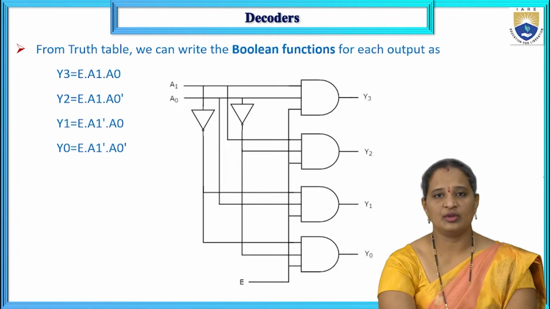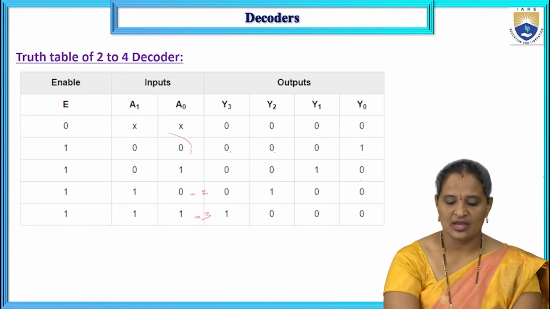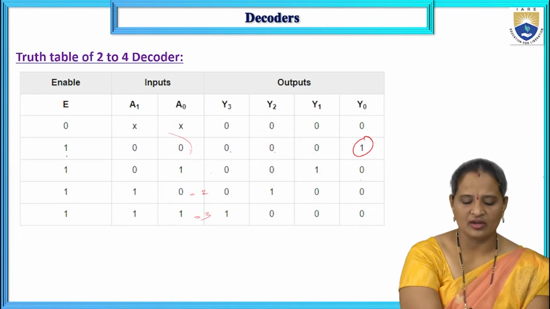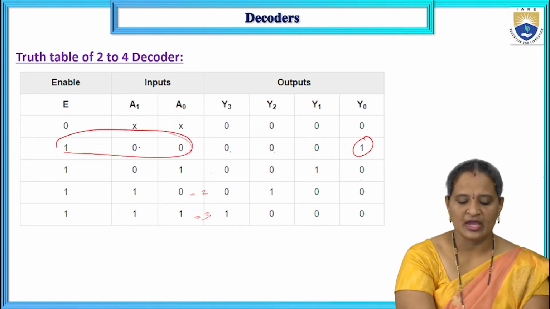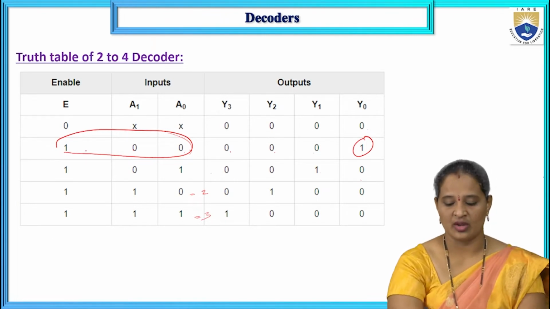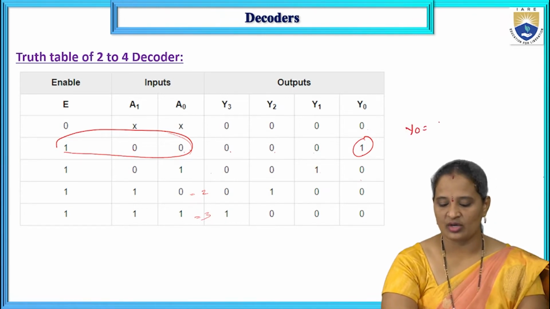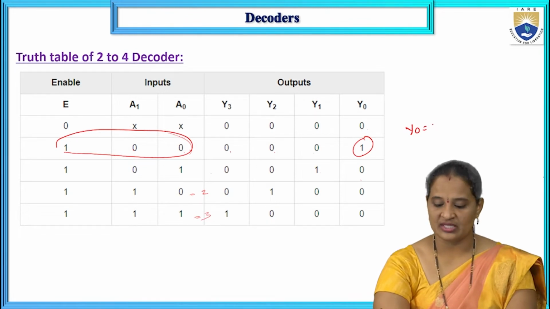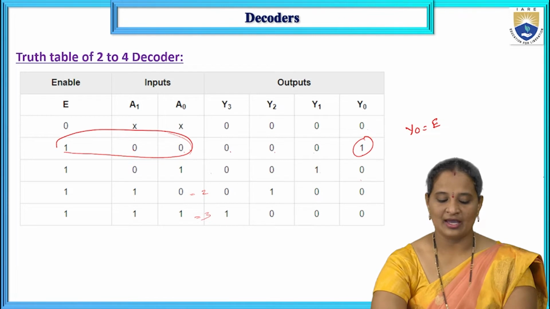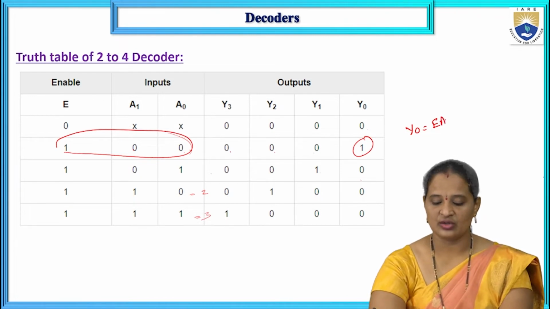Now coming to the Boolean function. Based on this, we can write down. Y0 is 1 only for one combination. What is that combination? A1 is equal to 0, A0 is equal to 0 and enable is 1. So I can say that Y0 is equal to, as enable input is high, we have to take it in true form, and A1 and A0 are 0, so A0 complement, A1 complement.